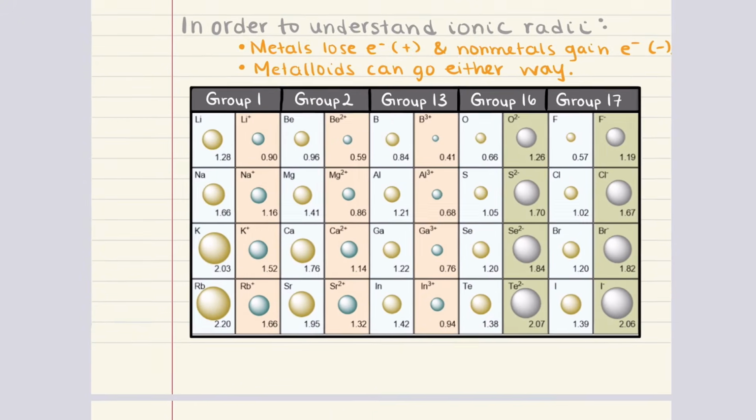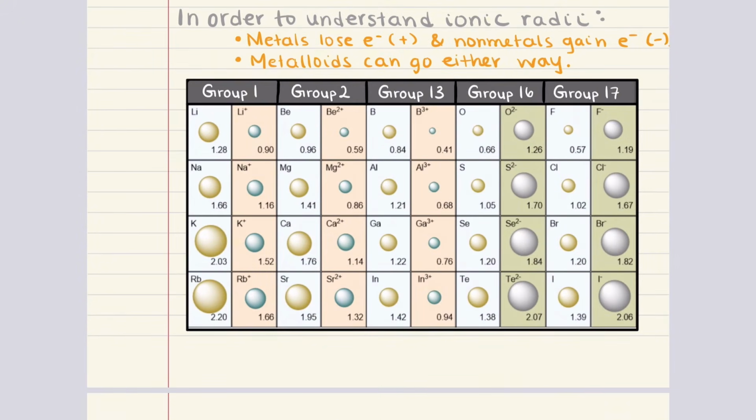And so you can see here, we have group 1, group 2, group 13. You see the neutral atom and then the cation where it has lost an electron. And what you notice is that the ionic radius of the cation is smaller than the radius for the neutral atom, smaller than the atomic radius. So for cations, that is the trend.